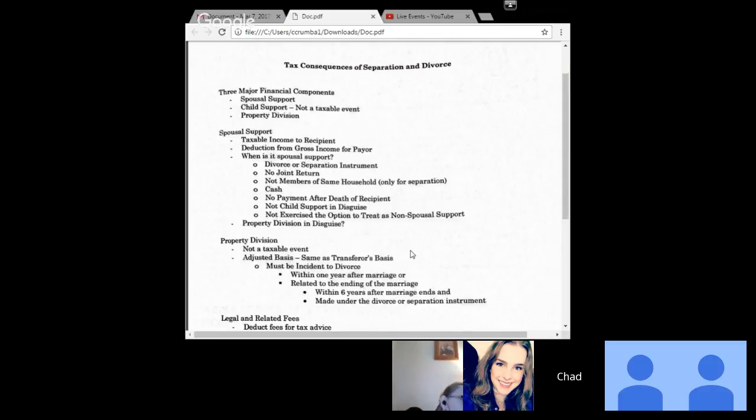Property division, that's the one that can be a little bit more complicated. We'll get to that in a second, but it has to do with when you transfer property to your now ex-spouse, there's an exemption for that. It can be a taxable event. Normally, when I sell you property, it's a taxable event. In a divorce, we try not to. It can still be, but there's an exemption for it.